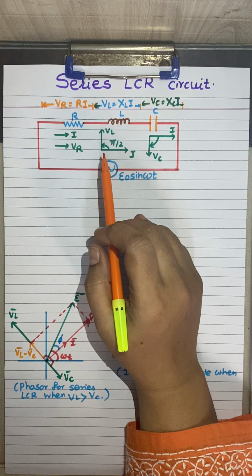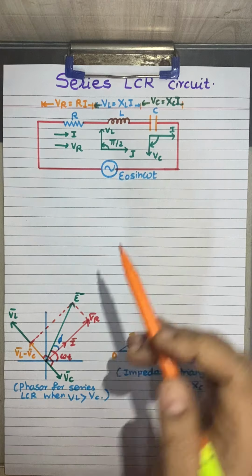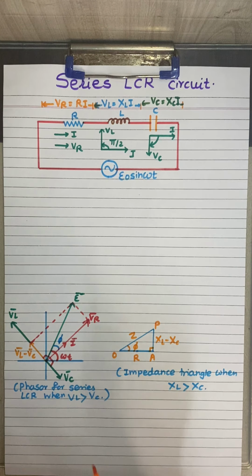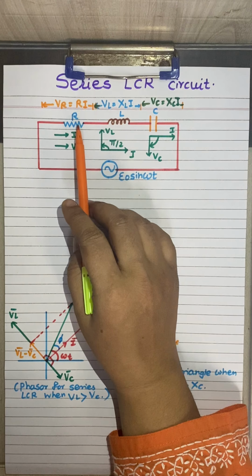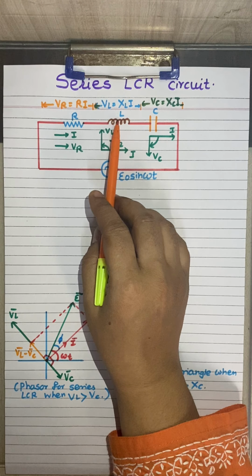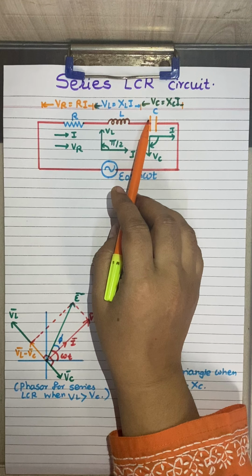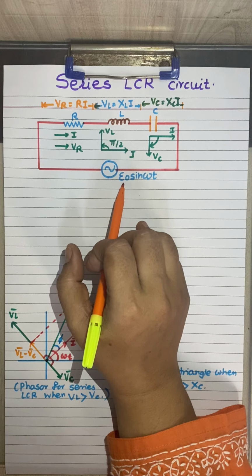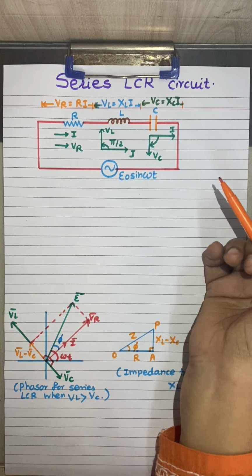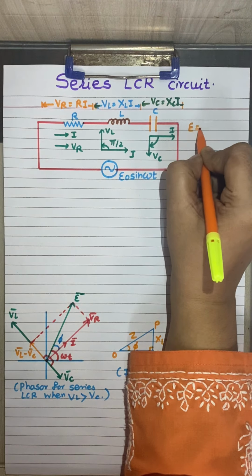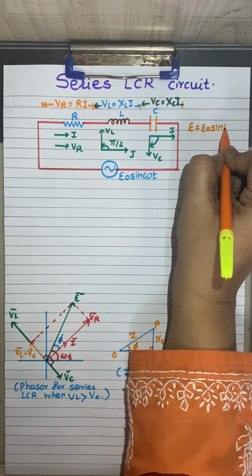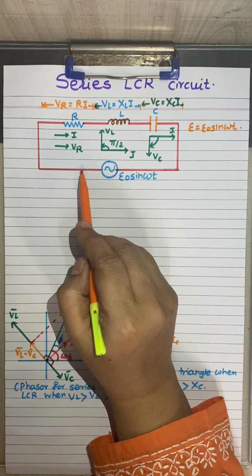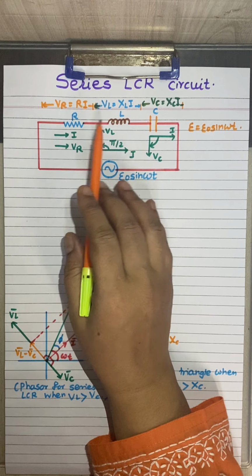Let us consider this series LCR circuit, and then we will go for its phasor diagram and the impedance triangle also. Let us consider that the resistance R, inductance L and capacitance C are connected in series with the source EMF E naught sin omega t. So we have E is equal to E naught sin omega t. This is our first equation. Now I is the current flowing through that series circuit at any instant.